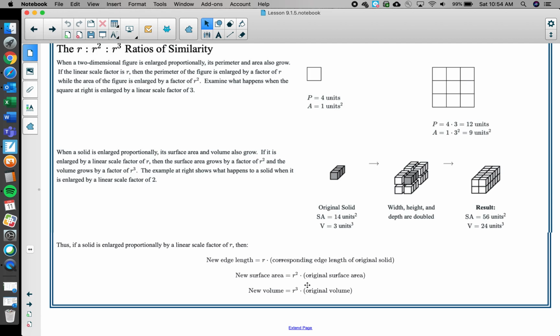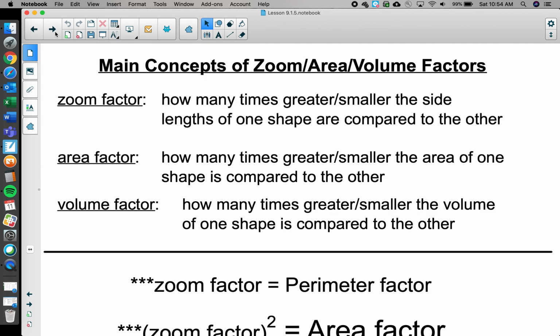Okay, and the r cubed then is your volume factor. Okay, it's the zoom factor cubed. So again, if the radius, let's say, is 3 times bigger, then that means the volume will actually be 27 times bigger because that's 3 cubed. Okay, so that's the main idea back from lesson 914. And here's exactly that explained.